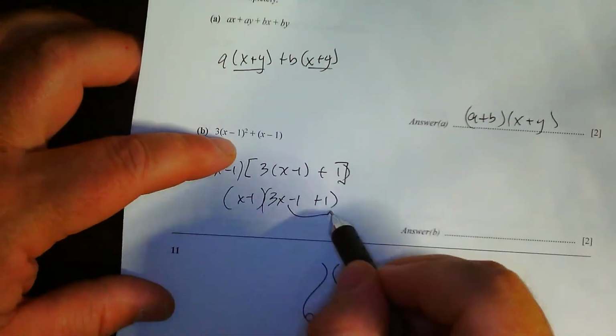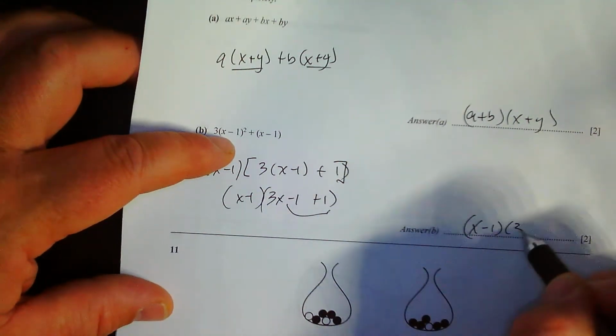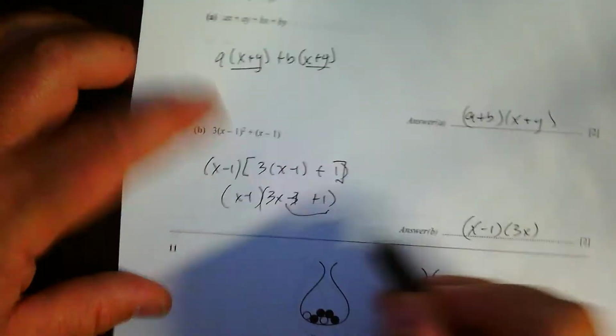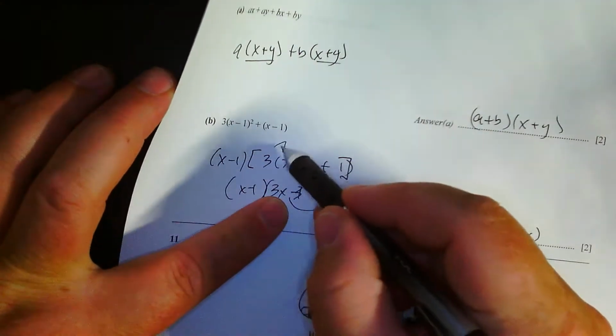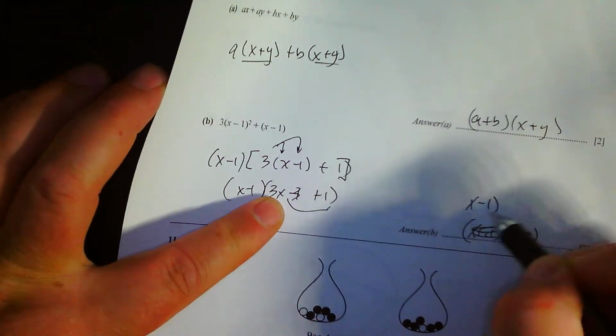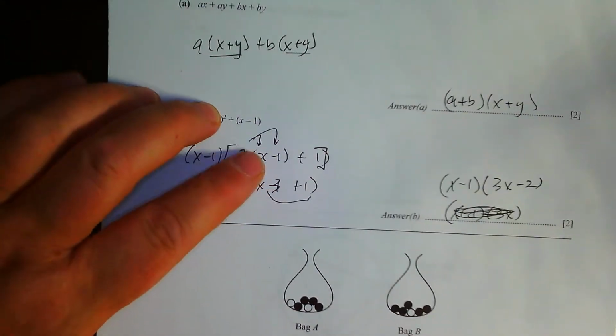So we're just going to finish this. That makes 0, so we have x minus 1 times 3x. Oh, no, I made a mistake. 3x minus 3. Look at that. I almost messed it up. 3x minus 3. So, x minus 1, 3x minus 2. My bad. Glad I caught it.